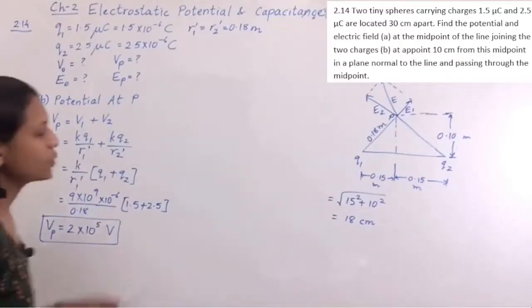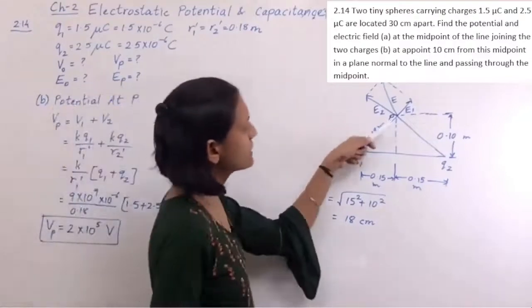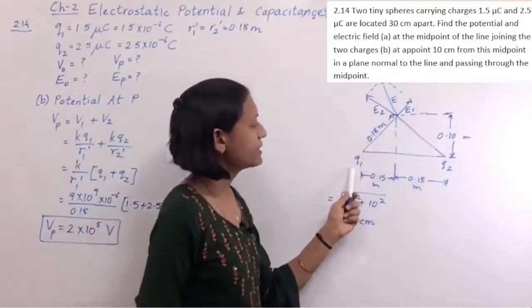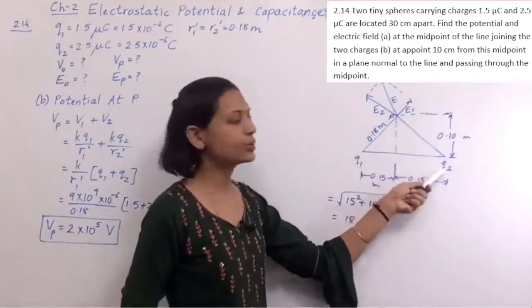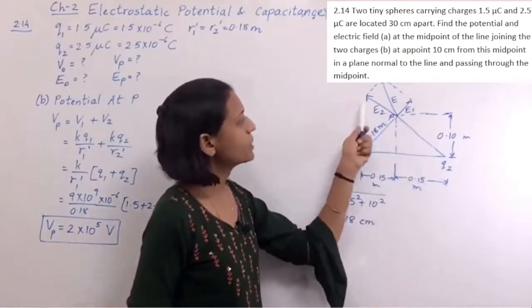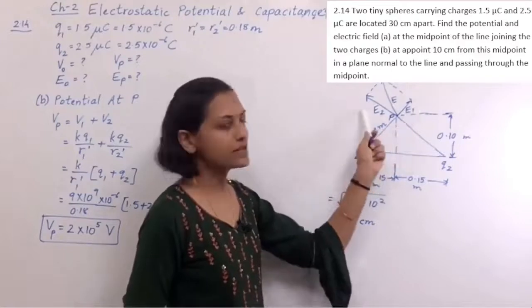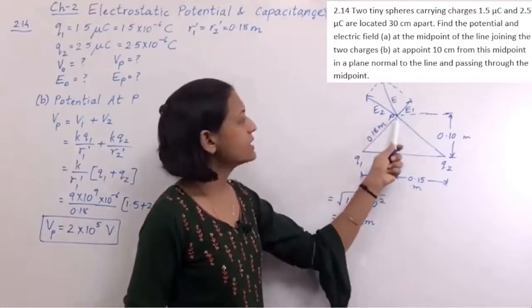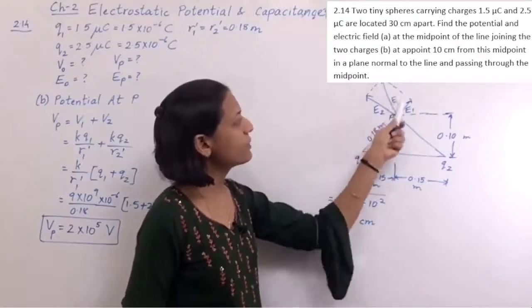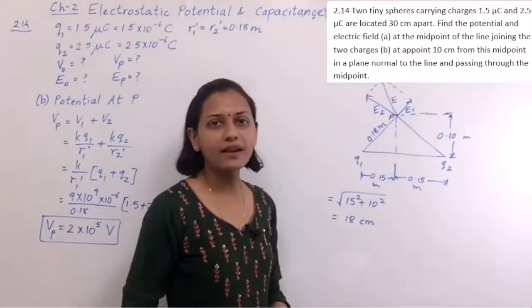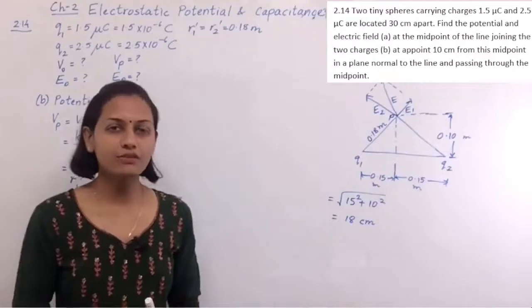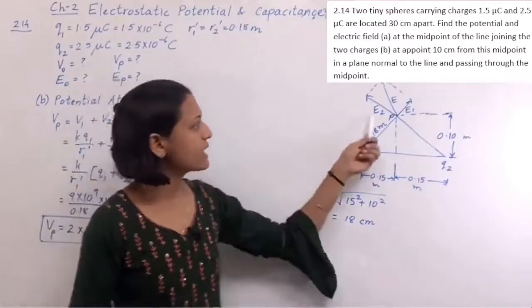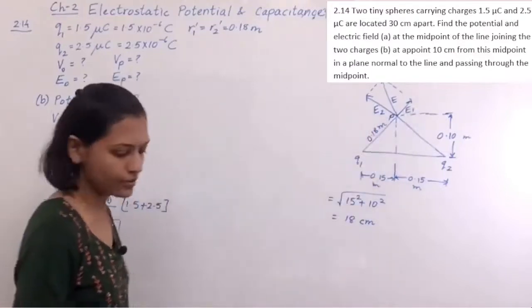Okay, now E is the electric field. The electric field due to Q1 will be in this direction and the electric field due to Q2 will be in this direction. So the resultant of E1 and E2 will be in this direction when you form a parallelogram. The diagonal of that parallelogram will give you the resultant value. So first we have to find out E1 and E2, right?